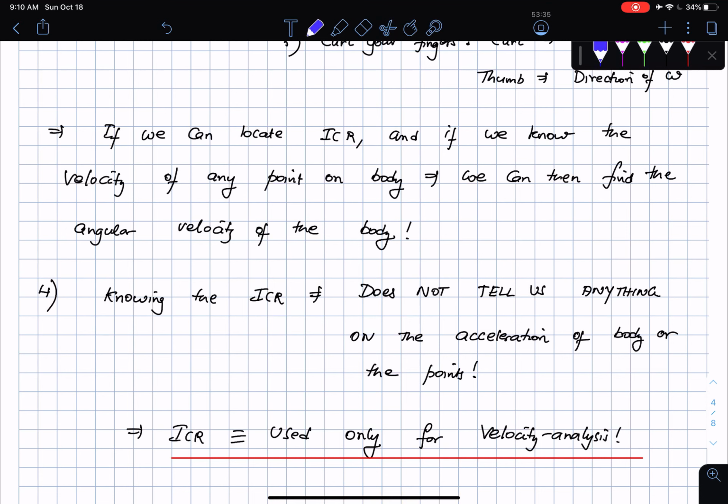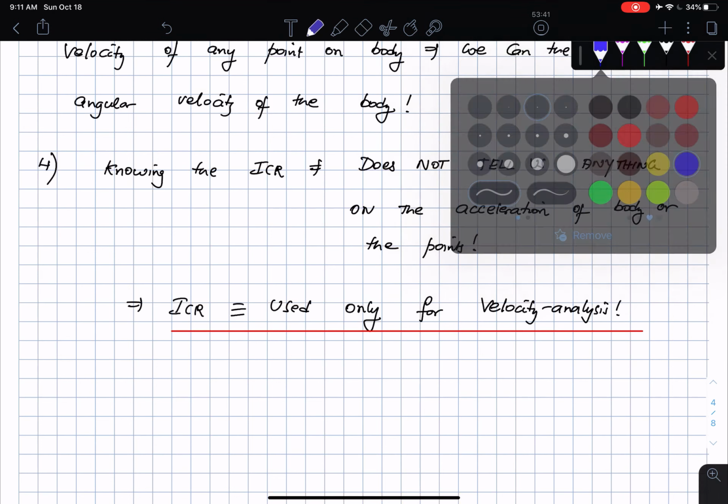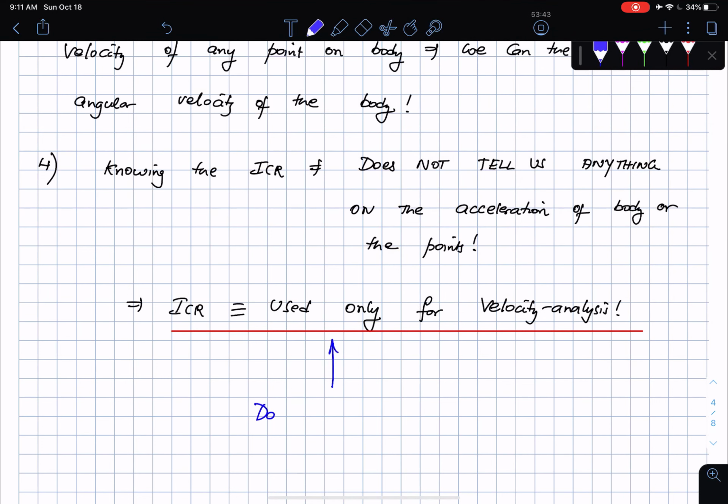And the very last point, ICR is used only for velocity analysis. Please do not use the ICR for any acceleration analysis. This is something that you really have to keep in mind. This is used only for velocity analysis.